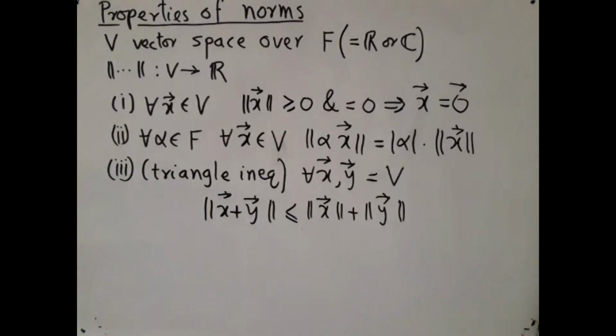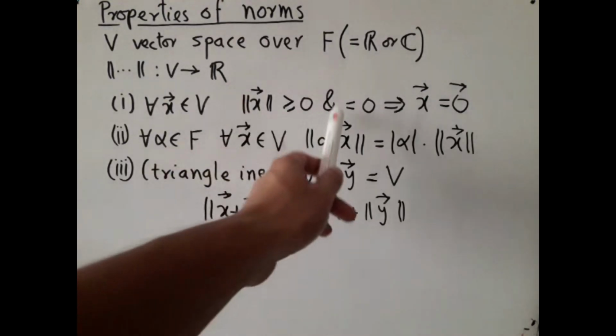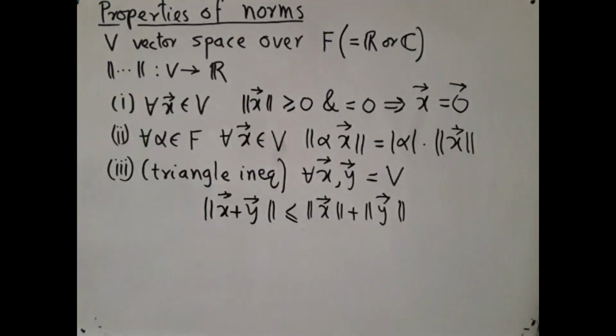The properties are, number one, for any vector, we must have its length greater than or equal to 0, which is sort of our day-to-day experience. You cannot draw an arrow with negative length. And if it is equal to 0, that will necessarily imply that the vector must be the null vector.